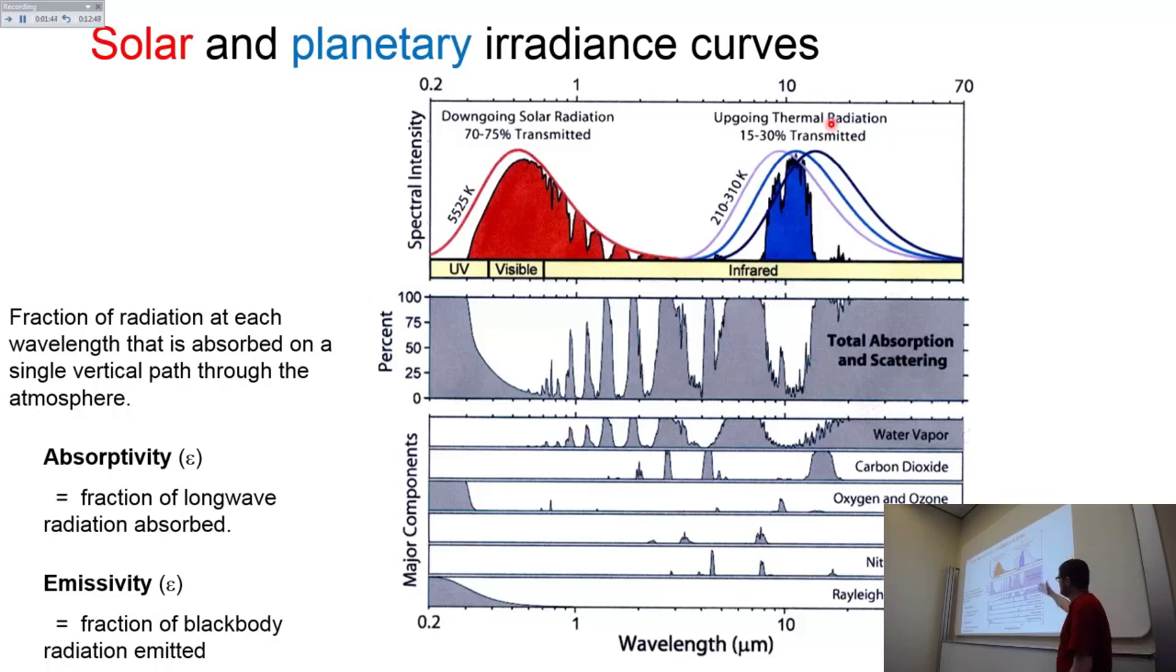So we've got this term absorptivity or emissivity. These are actually the same thing, and they're basically the fraction of a black body that the thing is. In this case, we're referring to the atmosphere. So at this wavelength here, it would be an almost perfect black body. The emissivity or absorptivity would be 1. Whereas in this part of the spectrum here, the absorptivity would be very, very low.